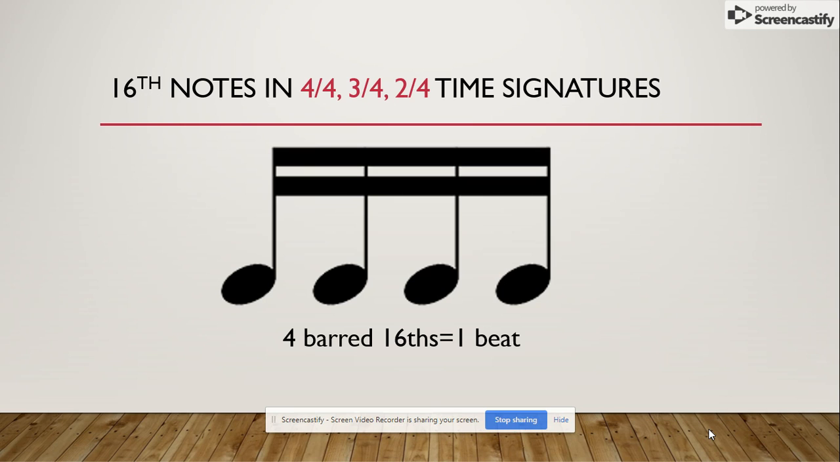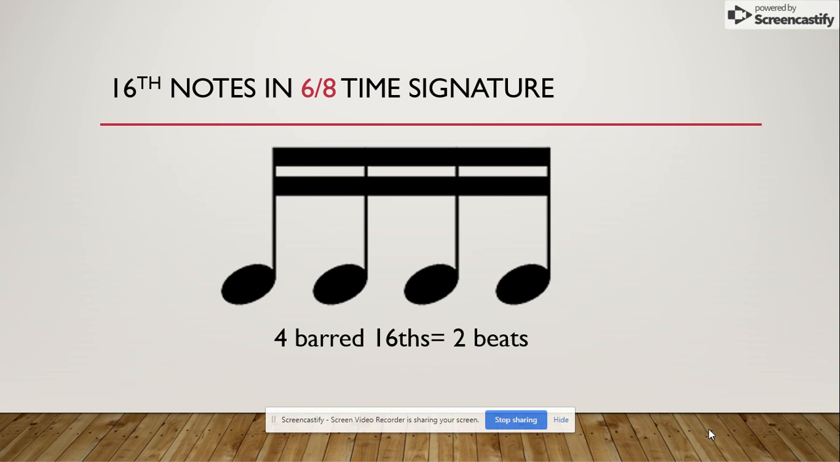Any time signature with a 4 on the bottom, like 4-4, 2-4, or 3-4, a group of 4 16th notes takes up one beat in the measure. In time signatures like 6-8, a group of 4 barred 16th notes will take up 2 beats in the measure.